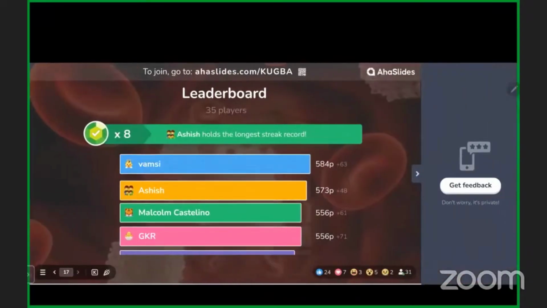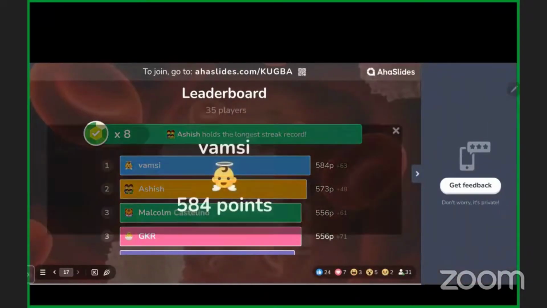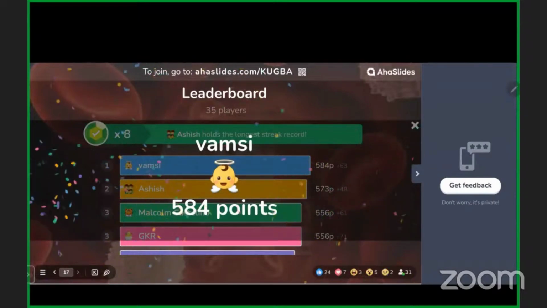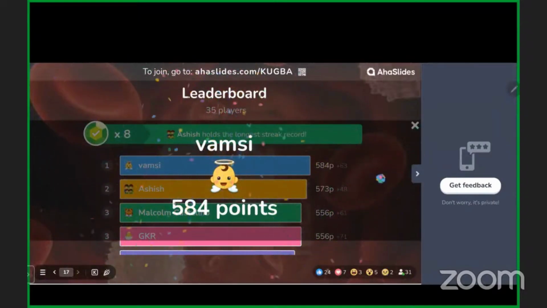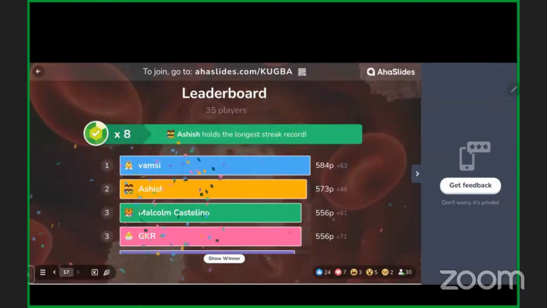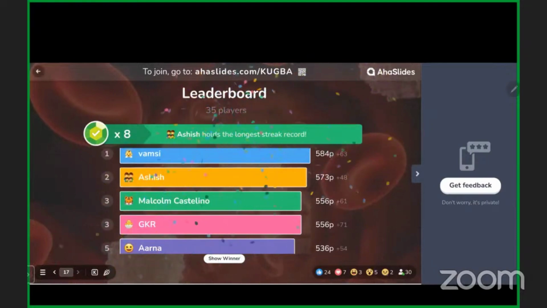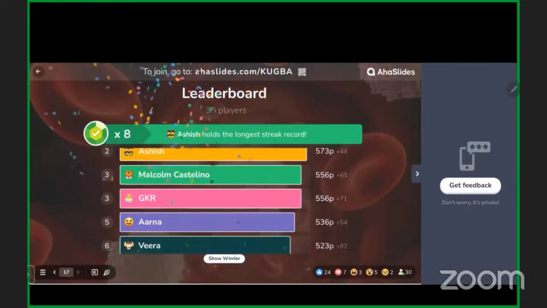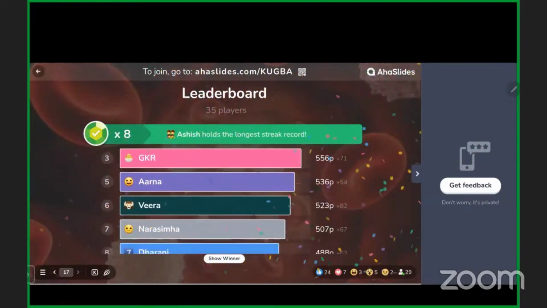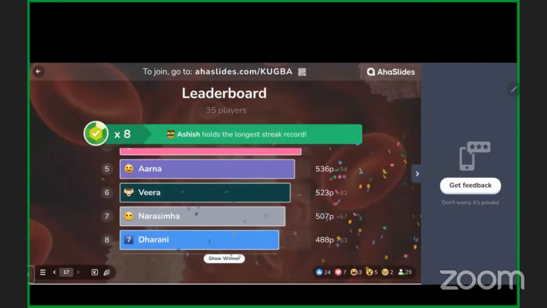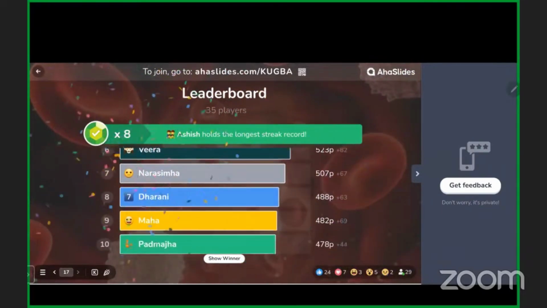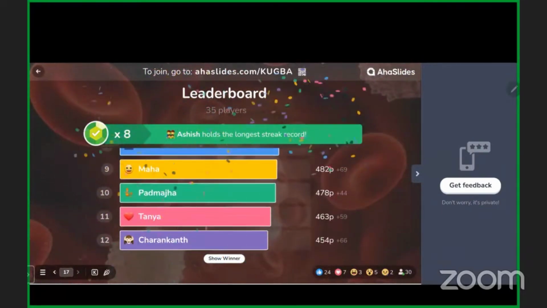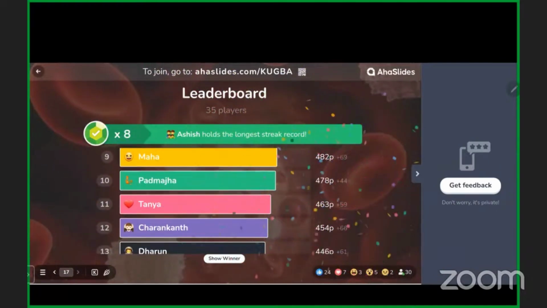And we have Vamshi. Whoa. Okay, so Vamshi has got first place, followed by Ashish at second place. Third place by Malcolm. Congrats, Malcolm. Malcolm and GK, we have two people at third place. Wow. Followed by Arna and Veera, Narasimha, Dharani, Maha, Padmaja, Tanya, and at 12th position, Charan Khan.